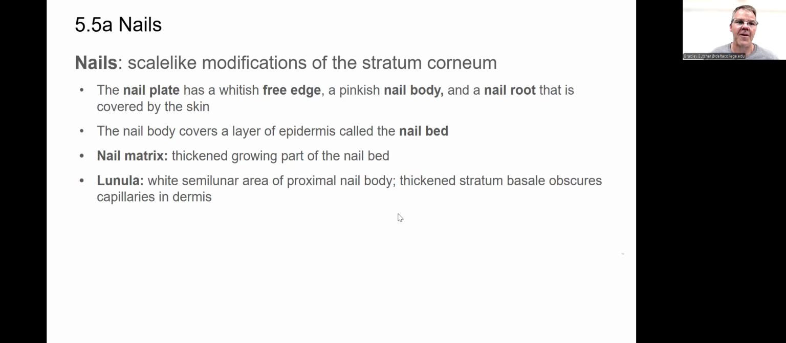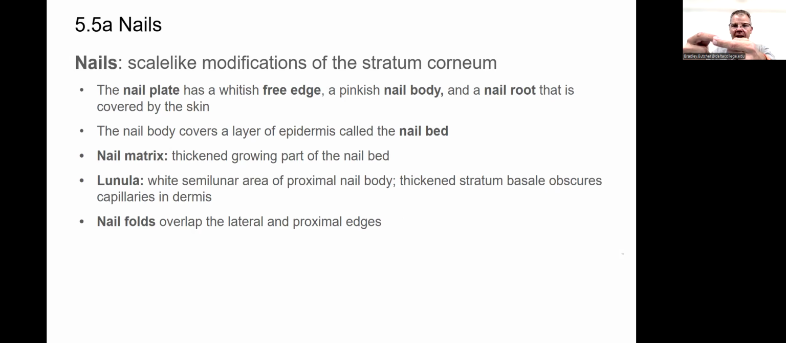The lunula is the white semilunar area of the proximal nail body, where thickened stratum basale obscures the capillaries in the dermis. Then there are the nail folds, those that overlap the lateral and proximal edges of the nail. Remember that lateral means to the side, and proximal, when we're talking about an appendage, is closer to the attachment. So when we say the proximal edge, that's down here. And that's the nail folds, that area that kind of overlaps.